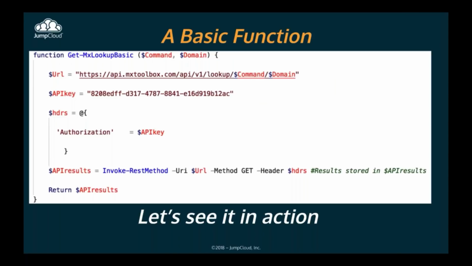So check this out. This is a basic function that we've changed from a script into a function that takes these parameters into play. To explain this function, the name of this function is getMXLookupBasic. And it looks like we have two parameters, and these parameters are what make our URL unique. We still have our API key hard-coded, and that's really all we had to do to make this script into a function. So let's see how we can take this basic function and use it to interact with more than just JumpCloud and that blacklist endpoint.